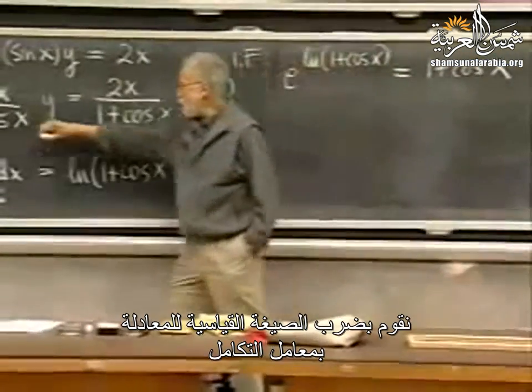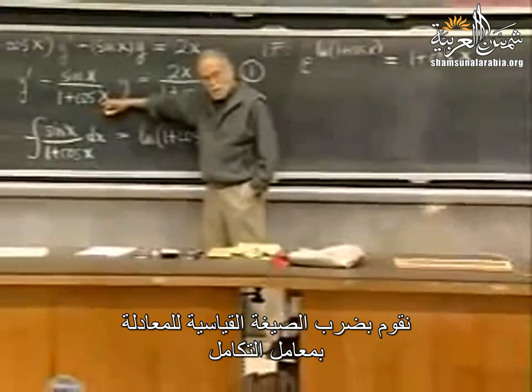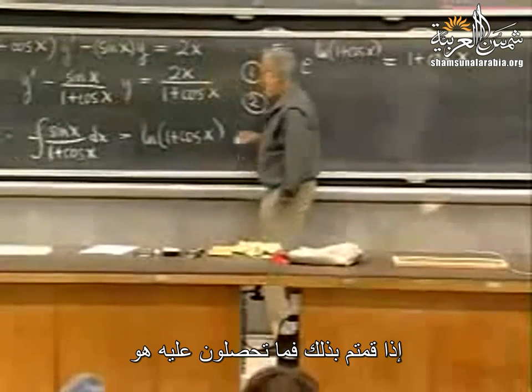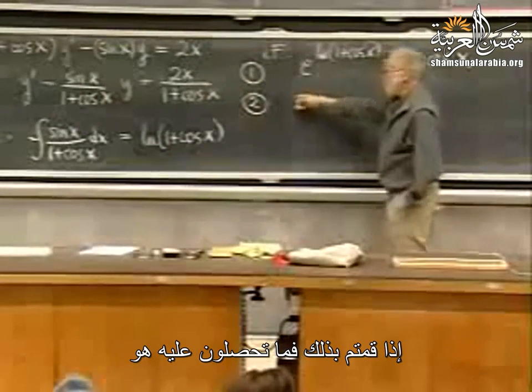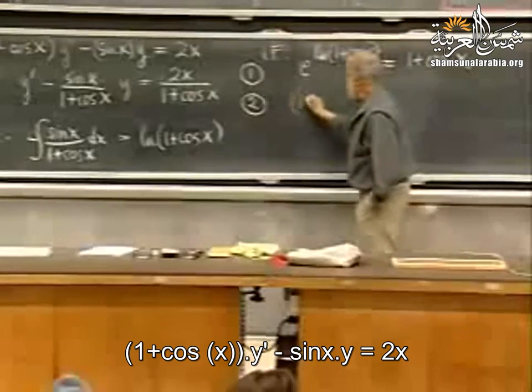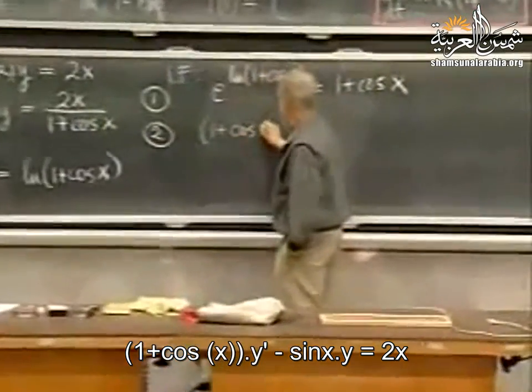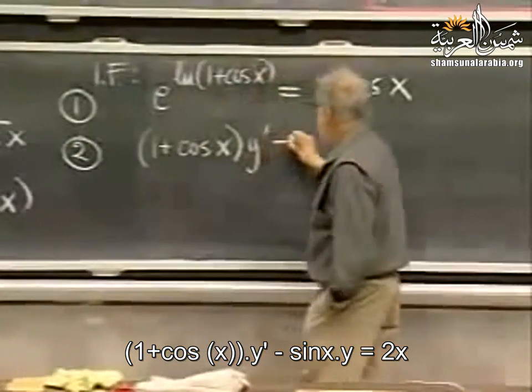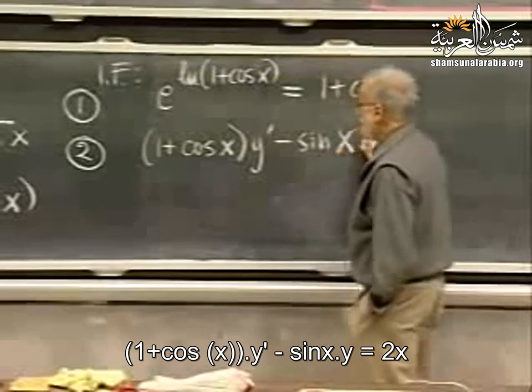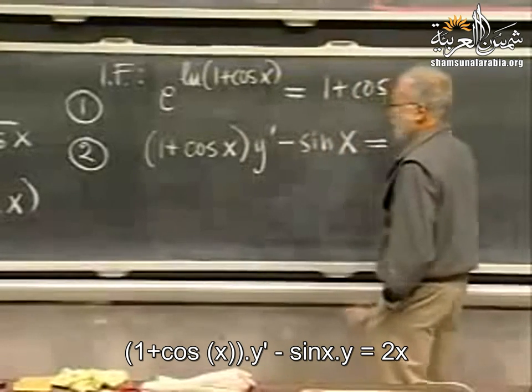And what do we get? We multiply through the standard form equation by the integrating factor. And if you do that, what you get is, well, y prime gets the coefficient 1 plus cosine x. Y prime minus sine x equals 2x.